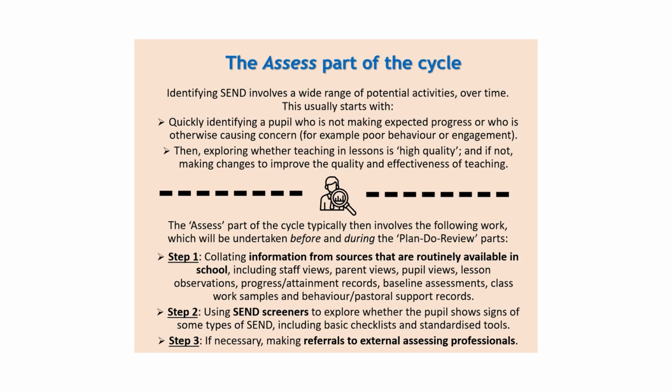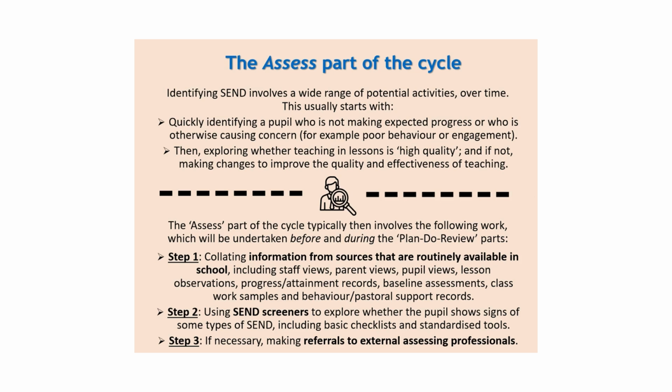The assess part of the cycle. Identifying SEND involves a wide range of potential activities over time. This usually starts with quickly identifying a pupil who is not making expected progress or who is otherwise causing concern, for example, poor behaviour or engagement. Then, exploring whether teaching and lessons is high quality, and if not, making changes to improve the quality and effectiveness of teaching.